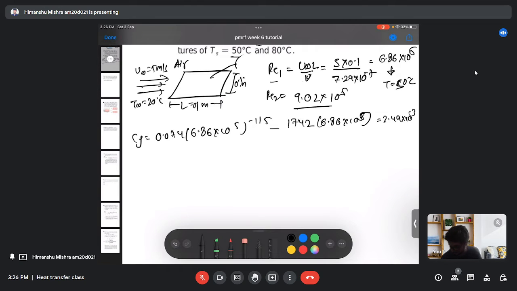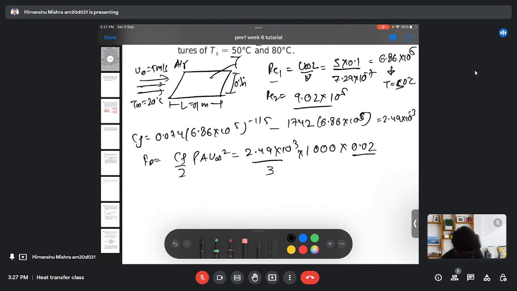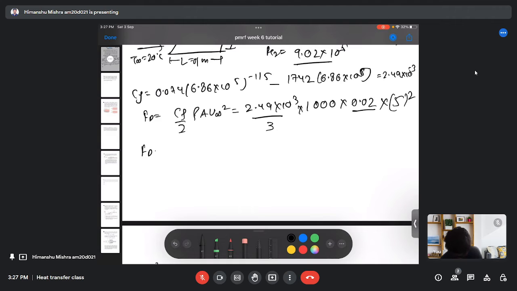This is my drag force coefficient, and we know the formula of drag force. So I am just putting in the values like I did earlier for the gas case. Density I'm taking is about 1000. This is my surface area, and this is the velocity. And if I calculate, I get the drag force as 0.62 Newton.